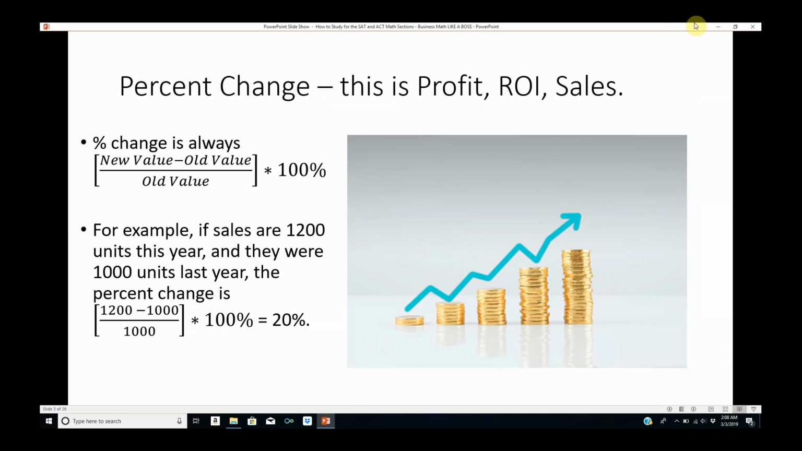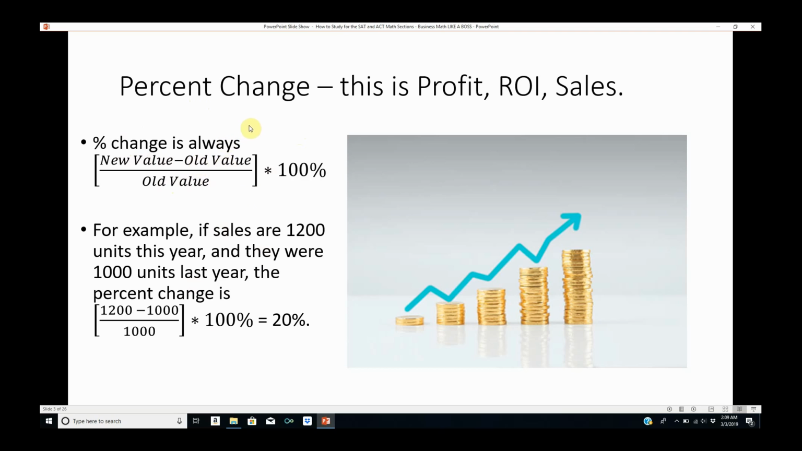So first of all, percent change is really the underlying idea behind profit, return on investment, sales, etc. Percent change is always going to be the new value minus the old value over the old value times 100%. For example, if sales are 1,200 units this year and they were 1,000 units last year, the percent change is 1,200 minus 1,000 over 1,000 times 100%, which is 20%.